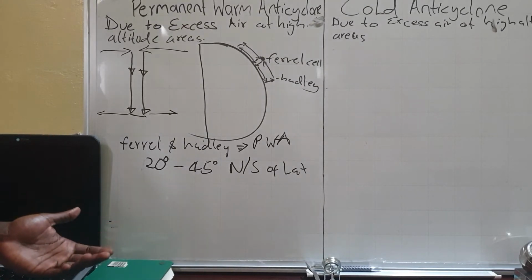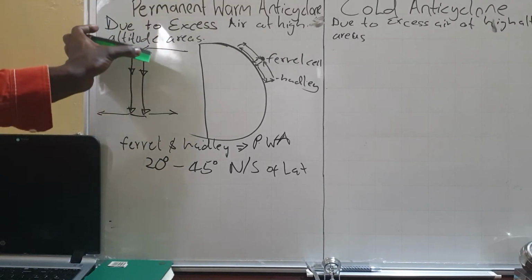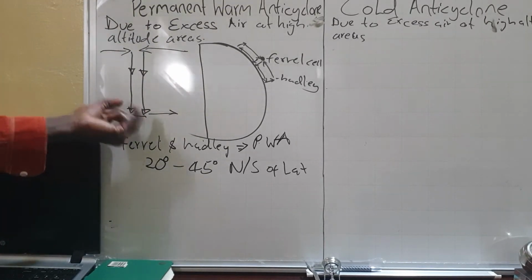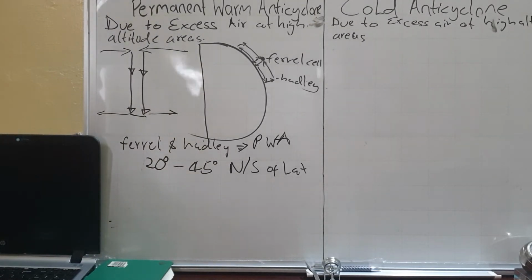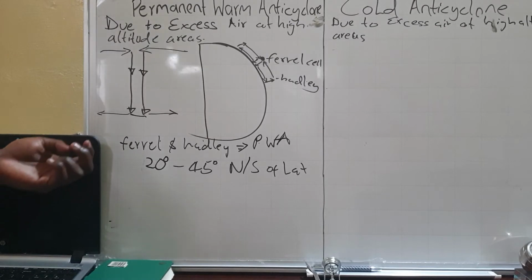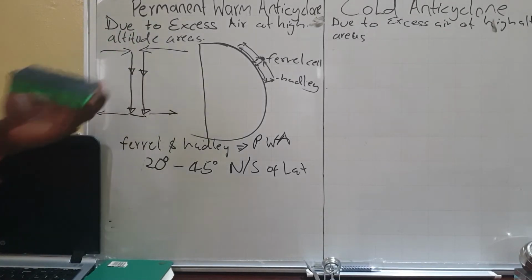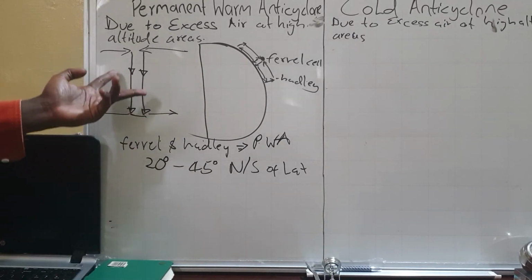Because you're increasing the pressure. So as the air is descending, it heats adiabatically. We'll see what adiabatic heating is when you get to stability. So just know that when air goes down, it heats adiabatically.